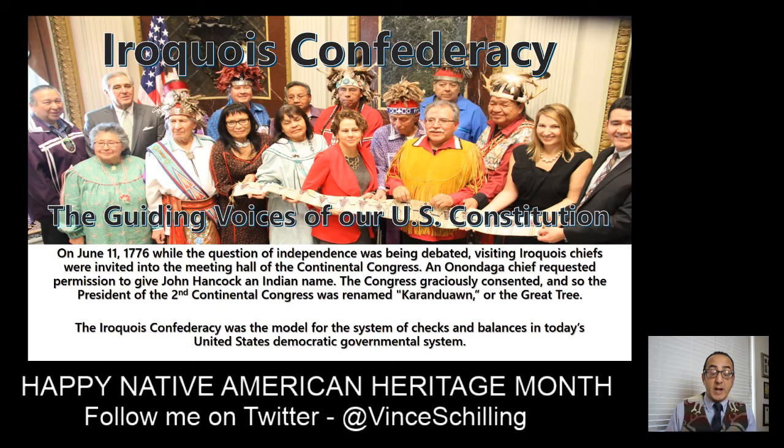But the Iroquois Nation met with the leaders of that day all the time. On June 11th, 1776, when they were talking about independence and the Declaration of Independence and the Constitution, visiting Iroquois chiefs were invited into the hall of the Continental Congress. An Onondaga chief requested permission to give John Hancock an Indian name, John Hancock, the biggest signer. And the Congress graciously consented. So the president of the Second Continental Congress, John Hancock, was renamed Karanduan, or the Great Tree. So the Iroquois Confederacy is the model for the system of checks and balances in today's United States democratic governmental system.